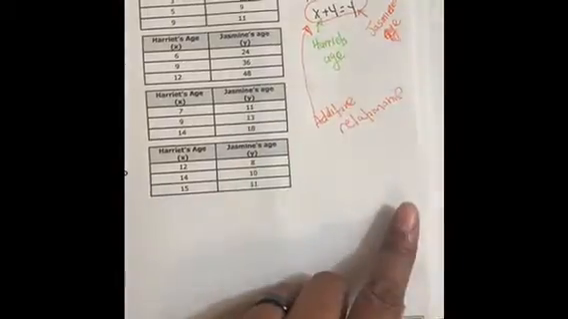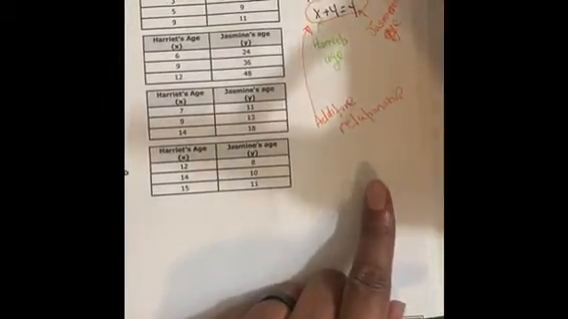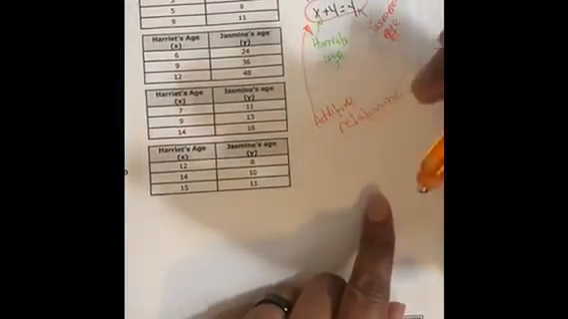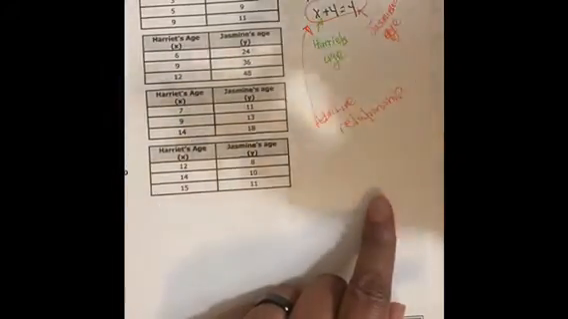Okay, the reason why it's an additive relationship is because you have an addition sign. There are two types of relationship: an additive relationship and a multiplicative relationship. Additive relationships involve addition. Multiplicative involves, as it sounds, multiplication. But we're looking at additive.